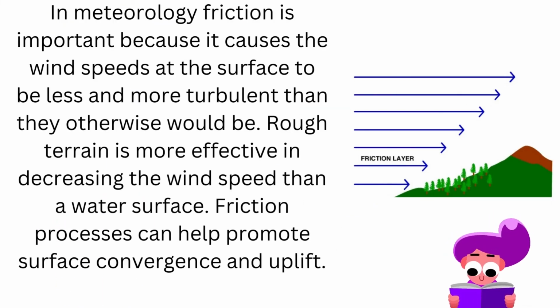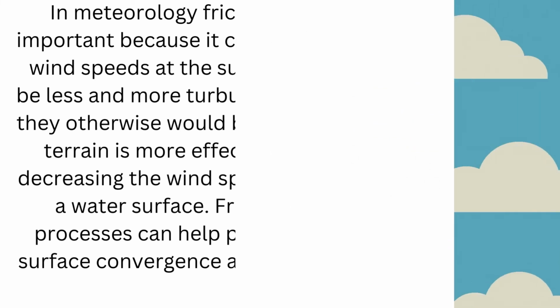In meteorology, friction is important because it causes the wind speeds at the surface to be less and more turbulent than they otherwise would be. Rough terrain is more effective than water surface in decreasing the wind speed. Friction processes can help promote surface convergence and uplift.